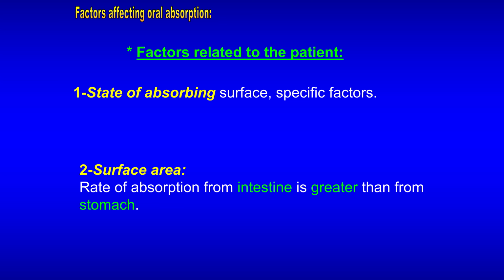Secondly, surface area is crucial. The rate of absorption from the intestine is greater than from the stomach, due to the larger intestinal surface area available for absorption.